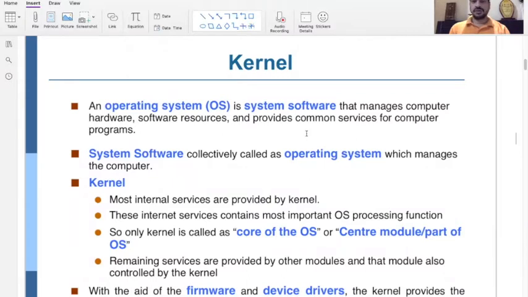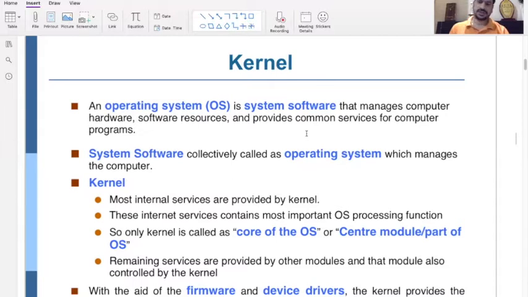So what we know about operating system till now. We know that the operating system is some sort of system software that manages computer hardware and software resources and provides common services for computer programs. So that is the work of the operating system. It manages our computer hardware and other software resources, as well as it provides the services for the computer programs.